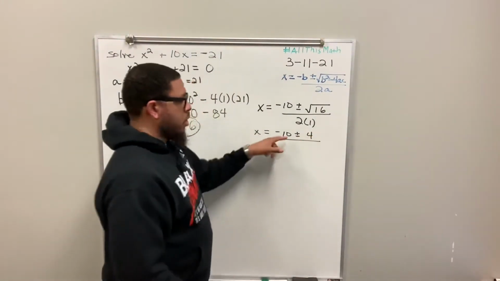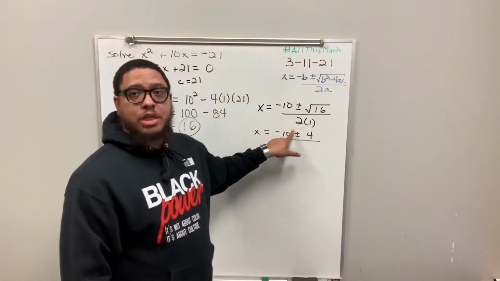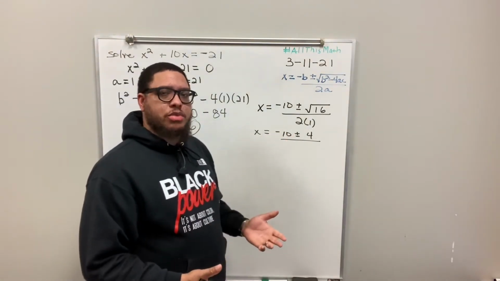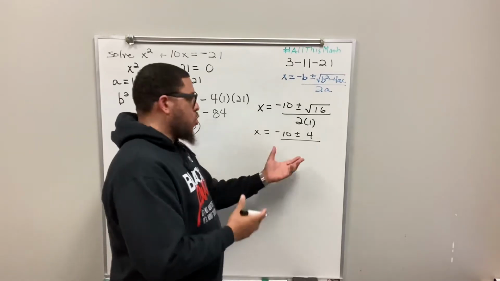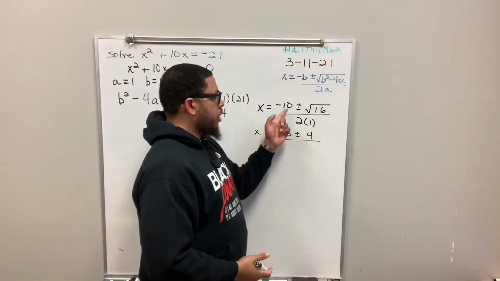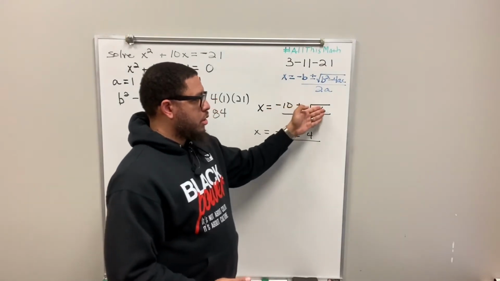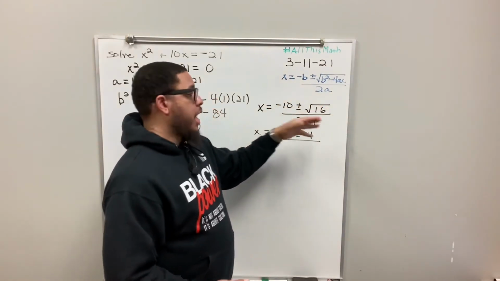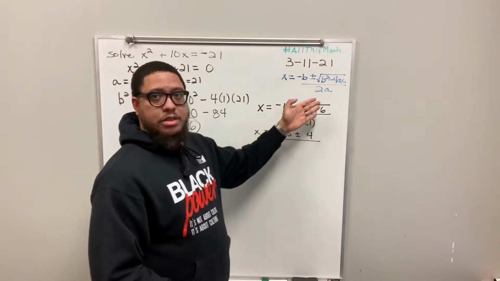Now, in case you're wondering, what is this symbol right here? This is called the plus or minus sign. It really just saves us from having to write this whole expression out 2 times, right? Because it indicates that we're going to do negative 10 plus this other part of the numerator, and we're also going to do negative 10 minus this other part of the numerator.